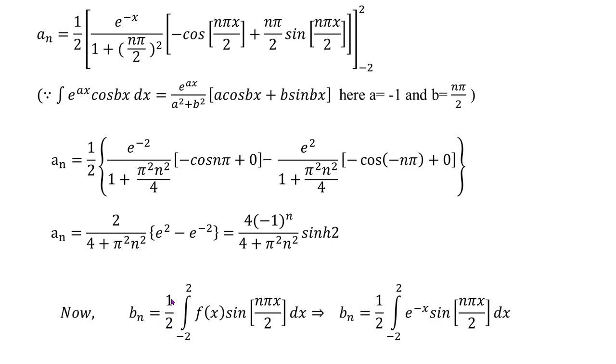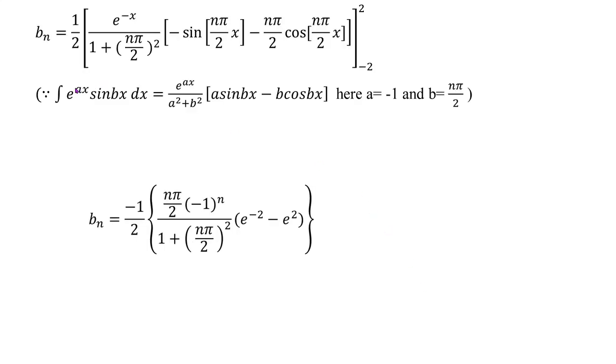Again, the formula is 1 by L integral from minus L to L of f of x sin of n pi x by L. Here I have substituted the value of L as 2 directly. Now simplifying, putting f of x, we get a term of the form e power ax into sin bx, where a is 1 and b is n pi by 2. So we have the formula for that: integration of e power ax sin bx dx is equal to this one.